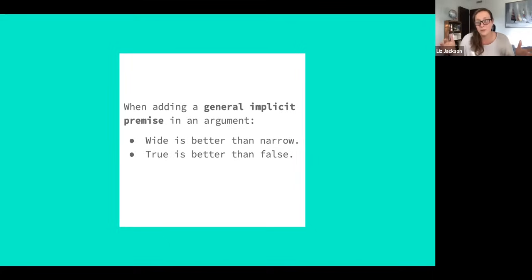But if the wider generalization is true, then go with the wider one. So if both seem true, go with the wider one. But if one seems true and one seems false, then go with the narrow one. So that's a general rule of thumb. But again, this is a tough process and it just takes practice.